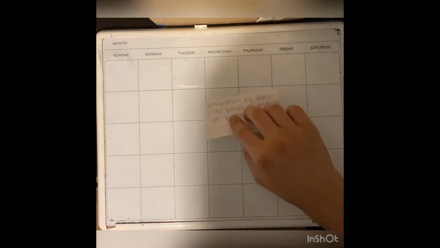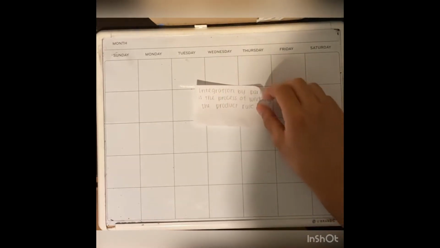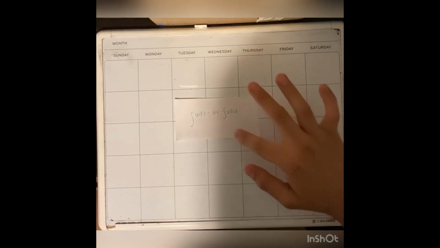Hello guys, I'm gonna go over the general steps of using integration by parts. So what exactly is integration by parts? Integration by parts is a process of undoing a product rule. And the general equation that we use is integral u dv equals uv minus integral v du.